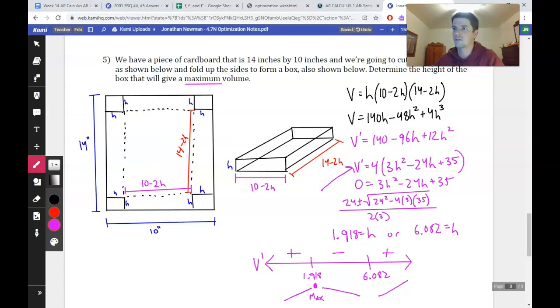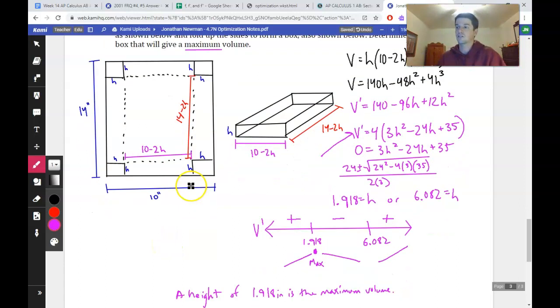That's one thing we talked about, the constraint here. Because of 10 minus 2h, you need a number less than 5 in order to have a box at all, right? So the domain of this box would have been, this height could have been between 0 and 5, not really including 0 and 5 if you don't want a volume of 0.